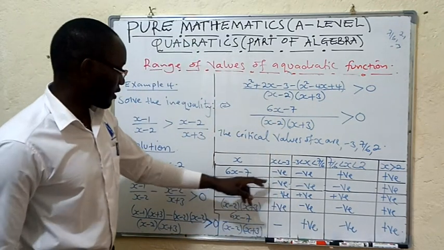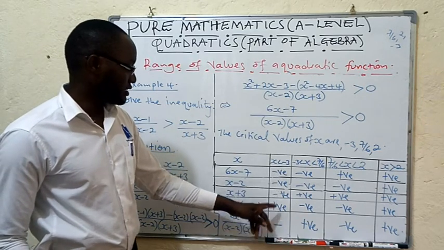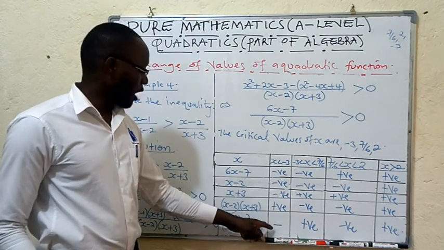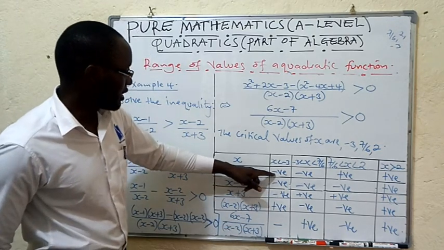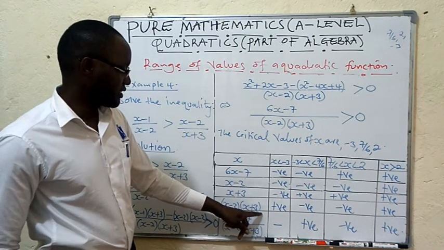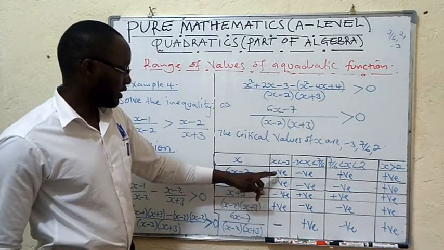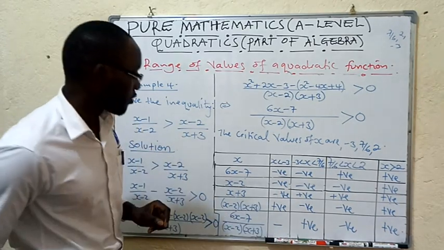So, this is what I have. For the first column, I have negative, negative, negative, positive. So, how do I get the negative here for the whole function? I considered the numerator, which is 6x minus 7, and then the denominator. When you divide a negative by a positive, you get a negative. That's how I've got it.